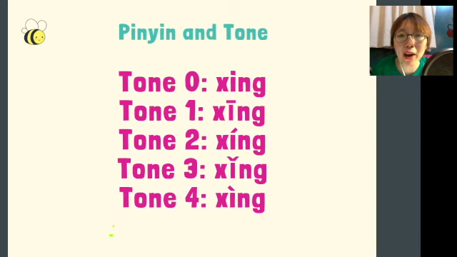Now let's study tone. There are 4 basic tones in Chinese plus 1 neutral tone, which is nothing.